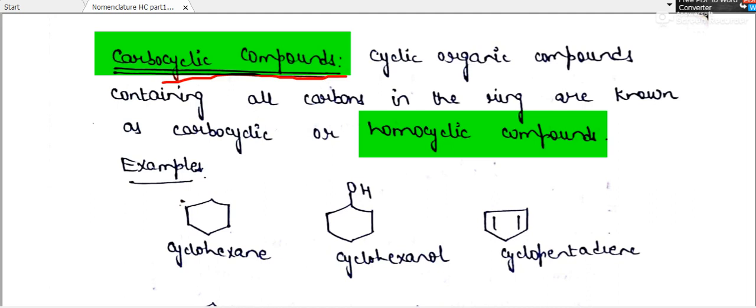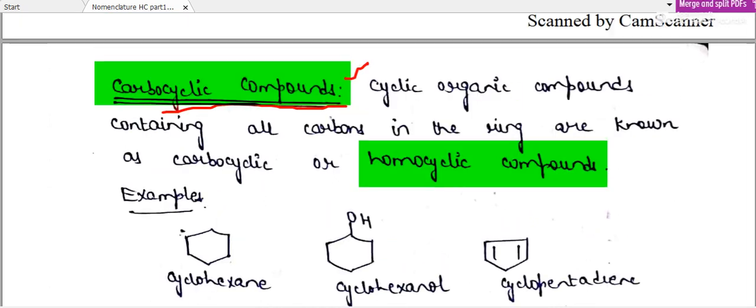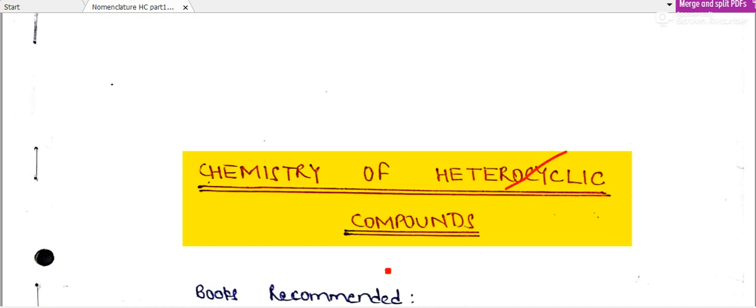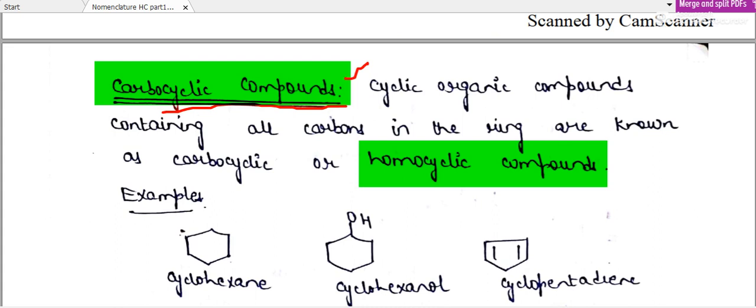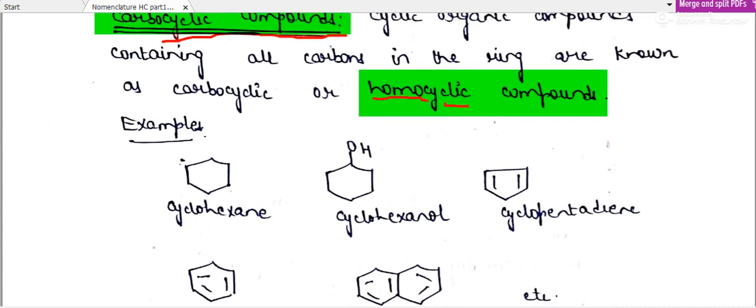Organic compounds broadly can be categorized into two main subdivisions. One is carbocyclic compounds and the second is heterocyclic compounds. Carbocyclic compounds are also known as homocyclic compounds. The word homocyclic is made from two words, homo plus cyclic. Homo means of the same type, cyclic means ring. So the rings which contain atoms of the same type are known as homocyclic rings. In organic chemistry, atoms of the same type means all of the atoms are basically carbon atoms.